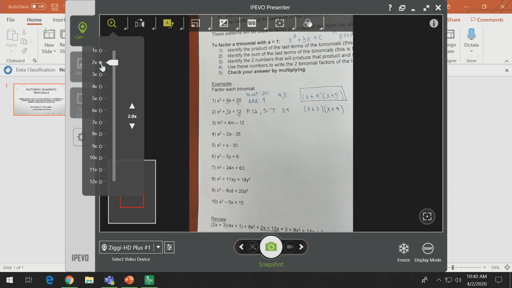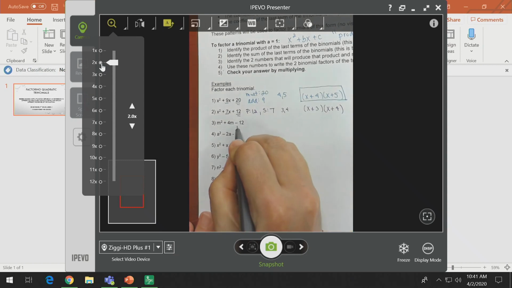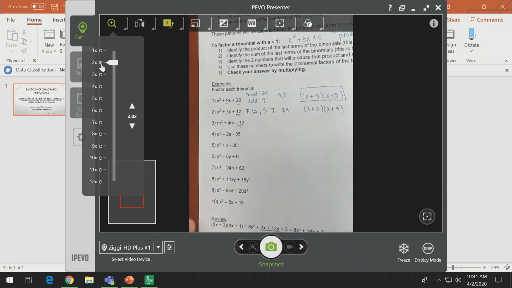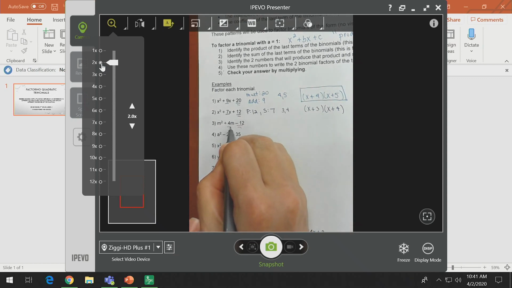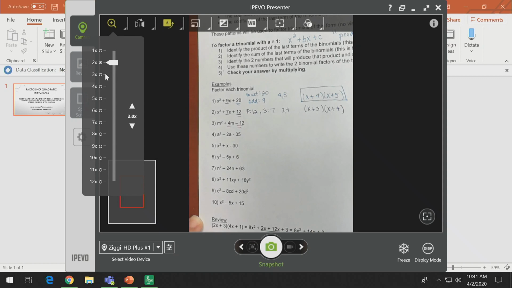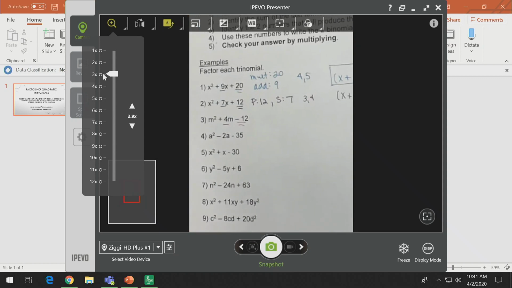So everything's going along swimmingly. Usually my students are loving this. They're going along great until we see negatives. And then time stops for the briefest minute. So let's look at this one. I need to find two numbers that multiply to negative 12, but at the same time, they add to 4.